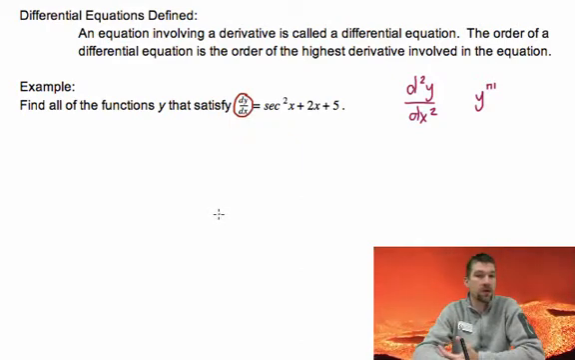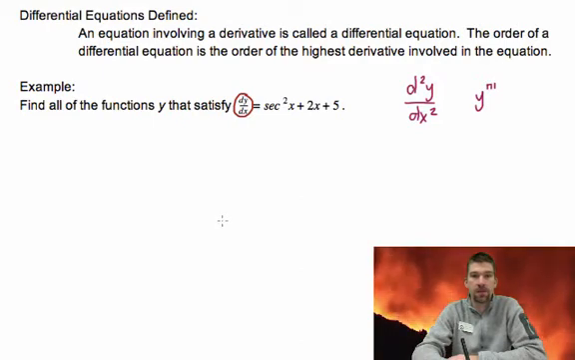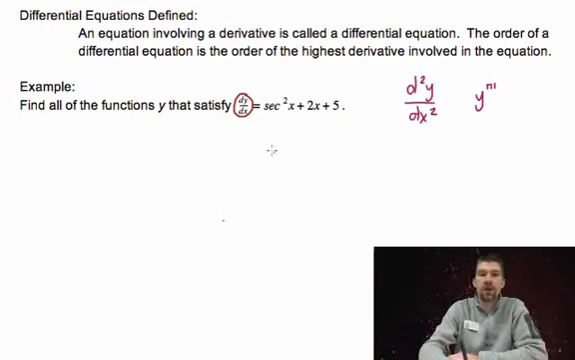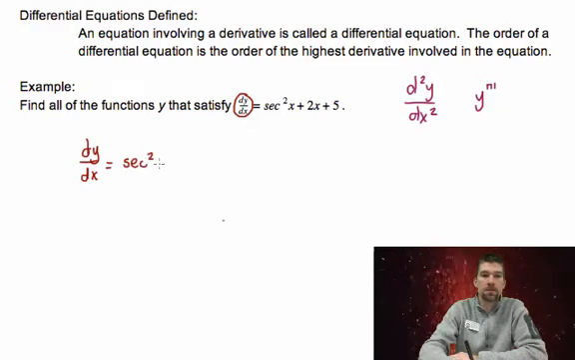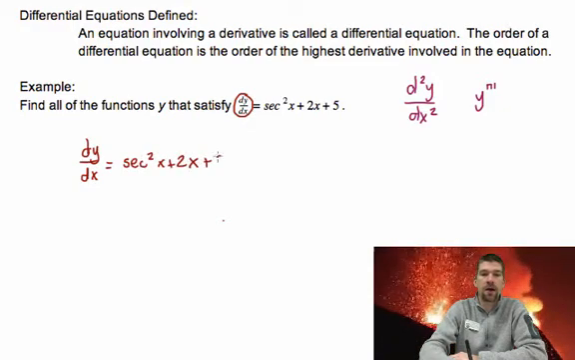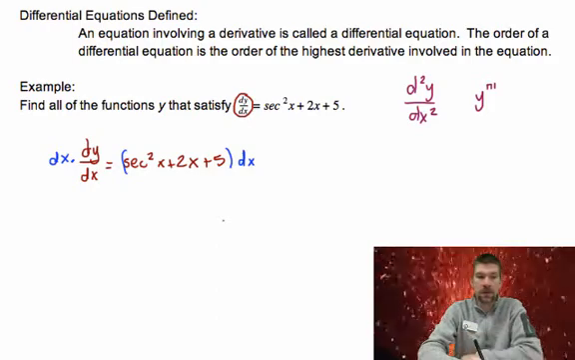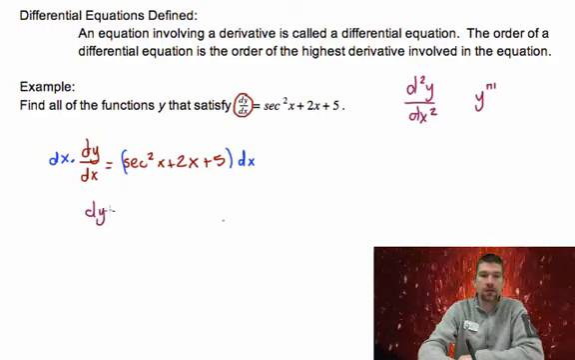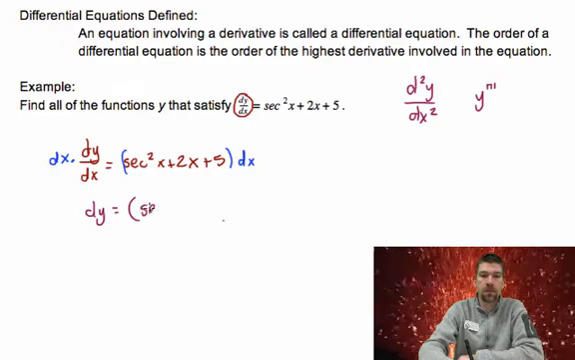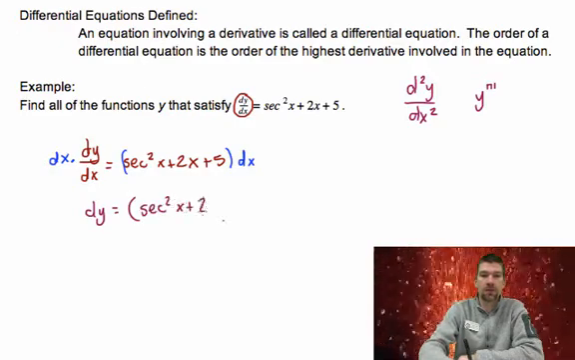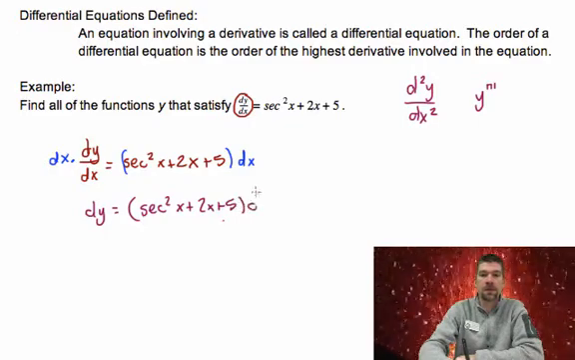So what do we want to do? We want to solve this guy. And how do you undo a derivative? You integrate. So this is kind of neat. If we have this derivative, and you multiply both sides of this equation by dx, then what you end up with is dy, the change in y, equals all of this stuff, secant squared x plus 2x plus 5 times the change in x.